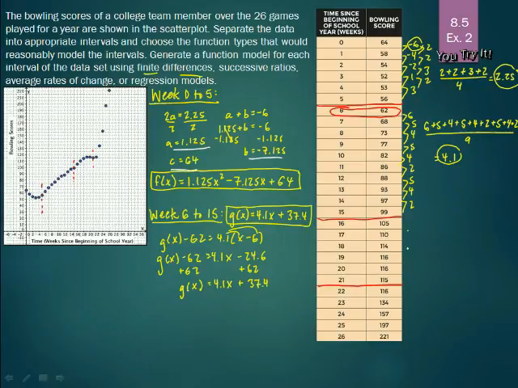So for our next interval, since we've done a lot of finite differences, let's find this one by using a regression model.